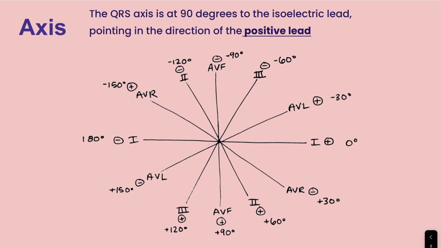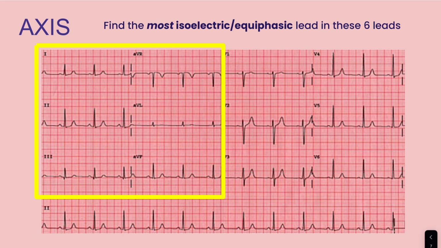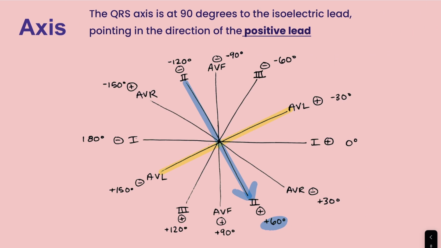So if we plot AVL on our diagram here, and we say this is our isoelectric line, and we want to go 90 degrees from AVL to get our QRS axis, that's going to be lead 2 here. Remember, lead 2 goes down towards this positive 60 degrees. That's our QRS axis in this example, right? We found the most isoelectric line. We plotted it here, 90 degrees, positive 60 is our magic number for the QRS axis in this example.